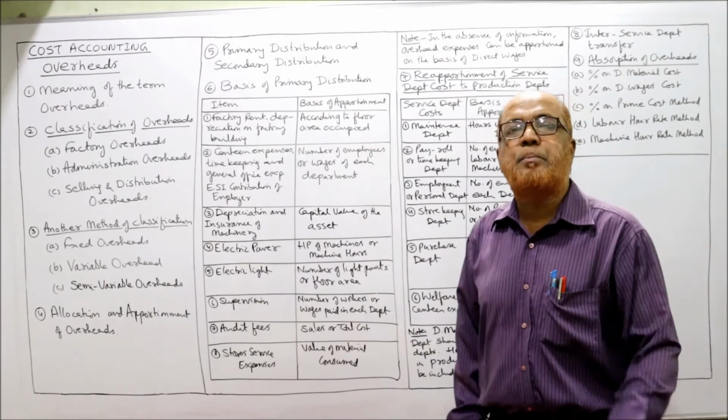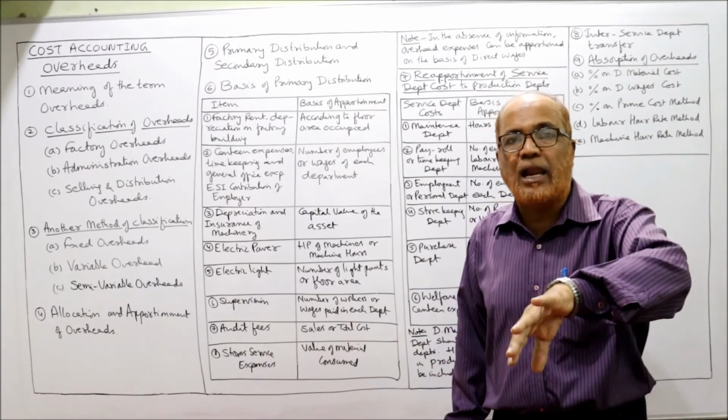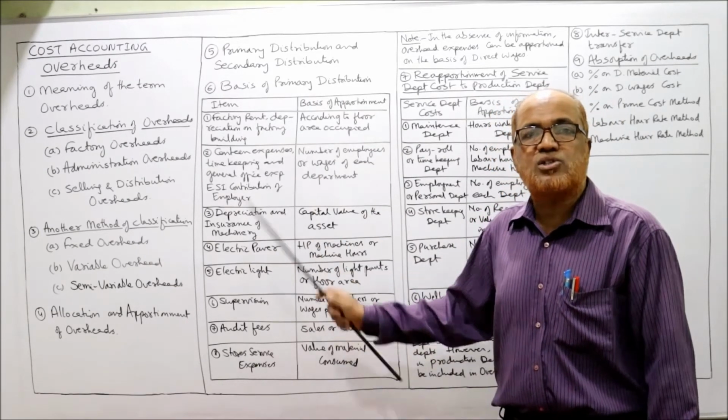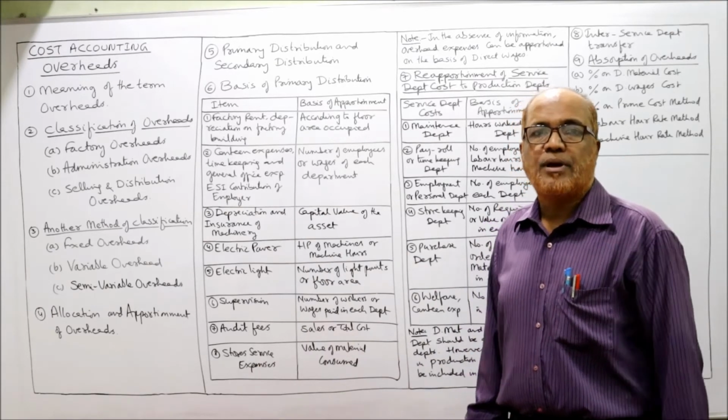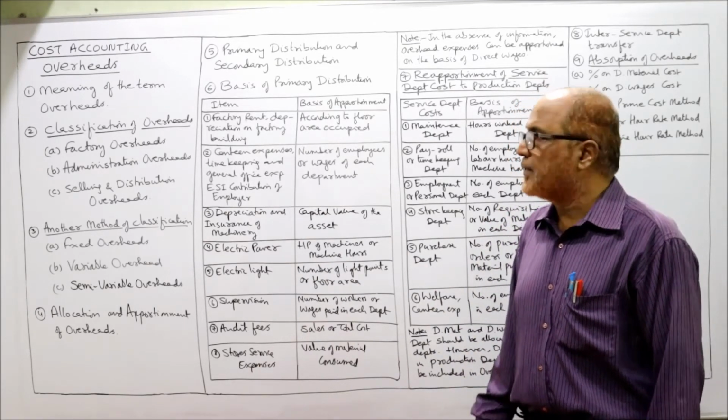These are some of the principles which are used for allocation and apportionment in case of primary distribution.